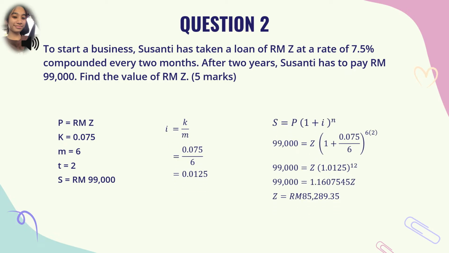This is my part. Question 2. To start a business, Susanti has taken a loan of RMZ at a rate of 7.5%, compounded every 2 months. After 2 years, Susanti has to pay 99,000. Find the value of RMZ. So, first we have to find I and then find Z.